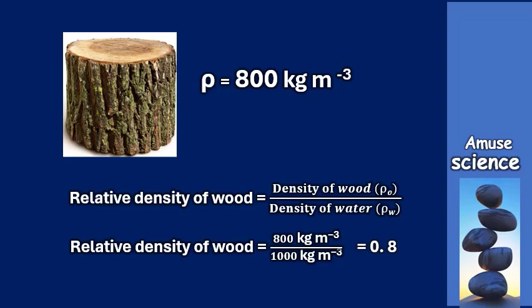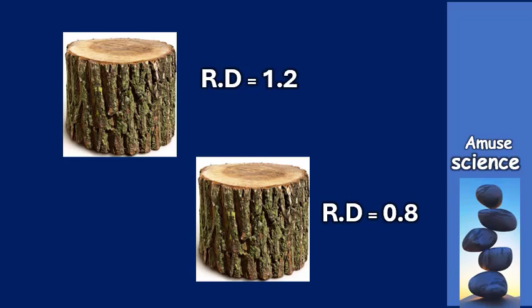Now let's do a little of brainstorming. I like brainstorming a lot. Let us compare the relative densities of these two woods, 1.2 and 0.8. How does the relative density of an object tell us whether or not it will float or sink in water? If the relative density of an object is greater than 1, then it will sink. But if the relative density of an object is less than 1, then it will float. And these two examples about the wood really explain that.